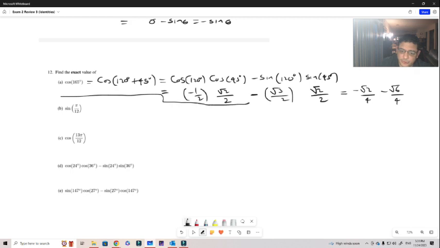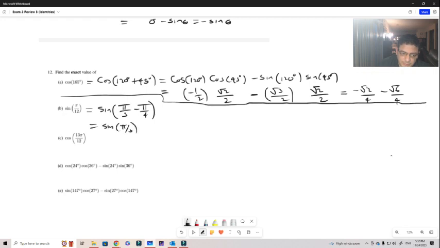Now this is in terms of degrees, but you can pretty much have this same notion in terms of radians. So for example, sine of pi over 12, you can see this as the subtraction of, let's say, pi over 3 minus pi over 4. So these are two special angles in terms of radians. And this is, of course, sine of pi over 3 cosine of pi over 4, right, minus sine of pi over 4 cosine of pi over 3.